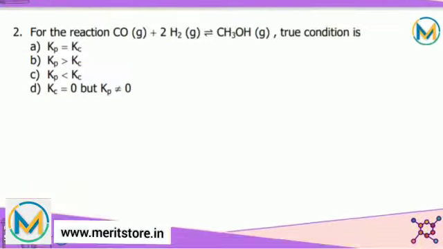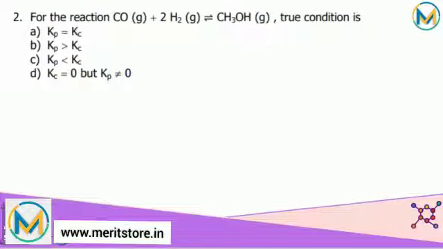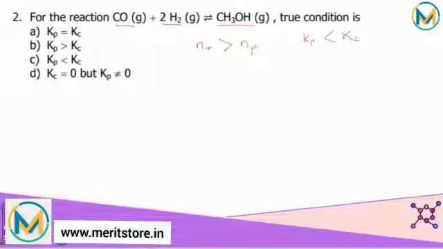Looking towards the next question, for the reaction carbon monoxide plus hydrogen gives you methanol, the true condition is. So we know that when the number of moles of reactant is greater than the number of moles of product, then Kp is less than Kc. Here Nr is the number of moles of reactant and Np is the number of moles of product. So the true condition is Kp is less than Kc. So the correct answer for this question is option C, that is Kp less than Kc.